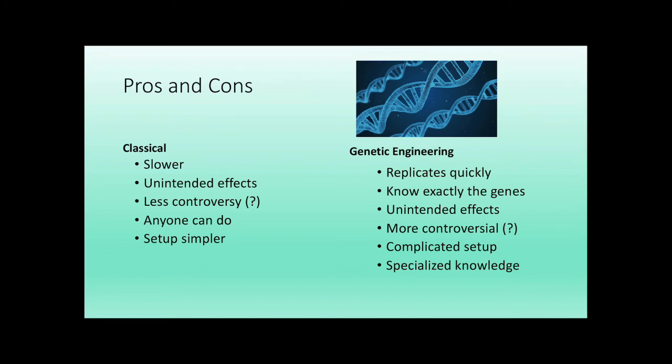Traditional breeding might have less controversy. Traditional breeding, basically anybody could do it. If I had 2 plants in my garden, I could do cross-pollination if I wanted to, and the setup is simpler. With genetic engineering, you can replicate lots and lots of plants. The scientists know exactly the genes that they're looking for and exactly where to put them. Yes, we can have unintended effects. That, of course, can happen at any time.